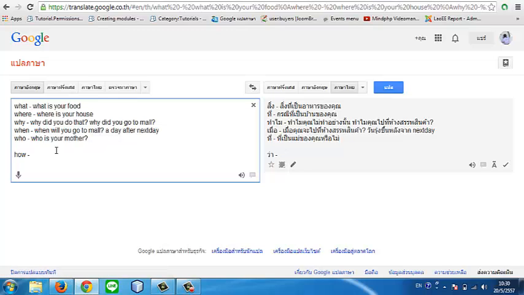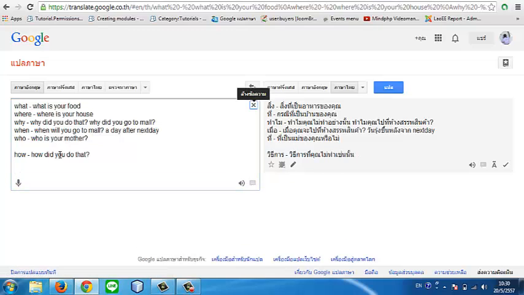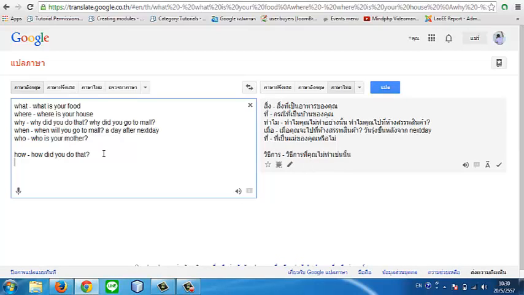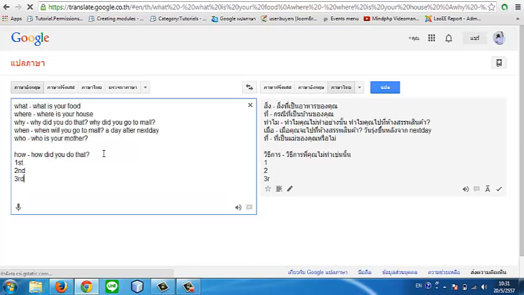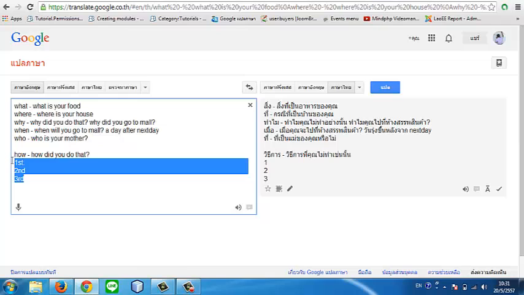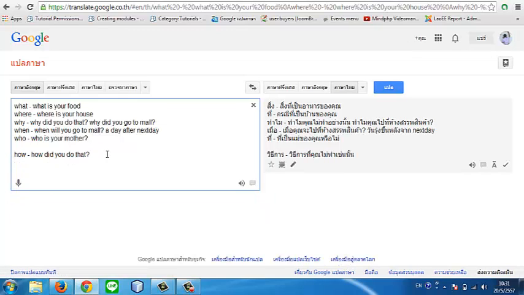This one is used when we ask for a method, like how did you do that. Now you will be answered by a step-by-step process, or first, then I did this one, second, third. It is a method when we ask how, or we can also answer it directly. How did you go to the mall? Ride taxi.